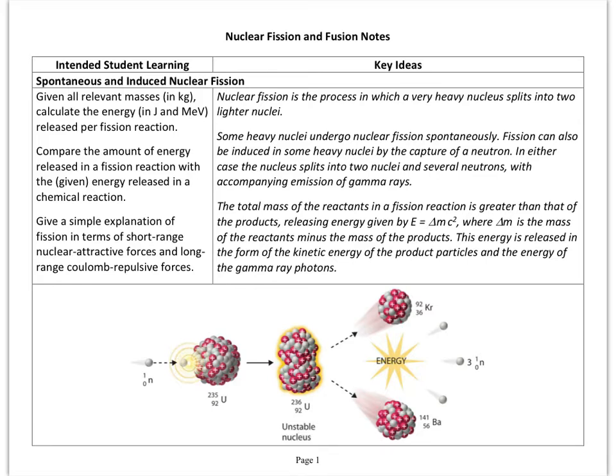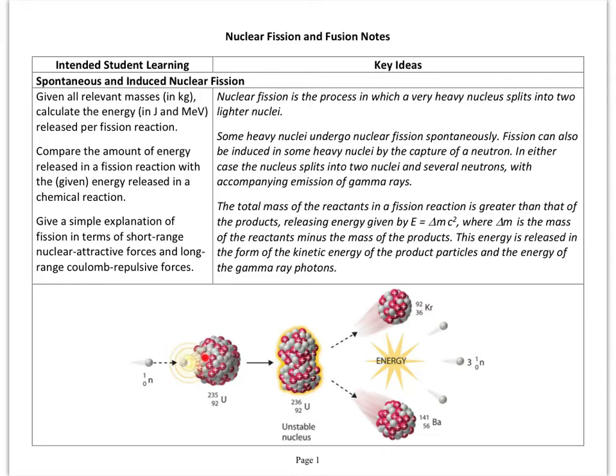What we're more interested in is this. Fission can also be induced in some heavy nuclei by the capture of a neutron. In either case, the nucleus splits into two nuclei and several neutrons with accompanying emissions of gamma rays. So, what happens in induced fission, which is what we're most interested in, is we have an isotope, one normally that will, not every isotope will undergo induced fission, but we have uranium-235 here that will.